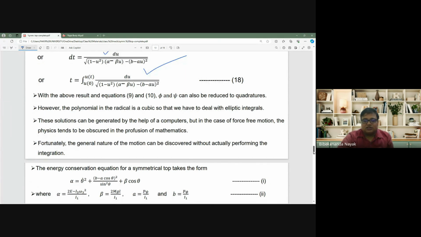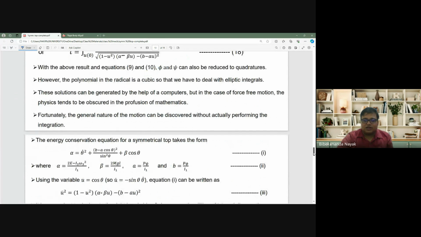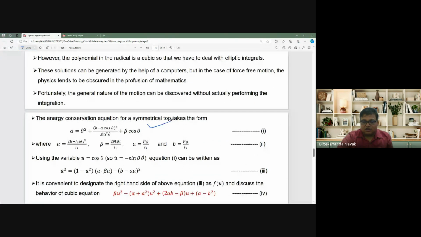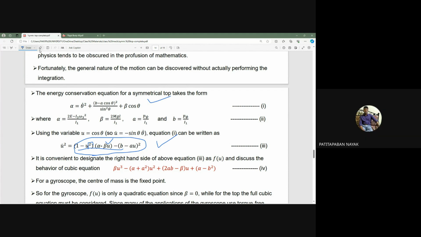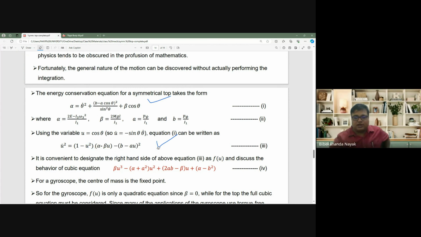The energy conservation equation for a symmetrical top can be written as this, this is our equation. We got this one, so from that we have found u dot square. Let's see this term. It is convenient to write the right-hand side of the above equation if we discuss the behavior of a cubic function. We consider this to study the function. If you multiply this, u square is multiplied by u here, so it gives a cubic equation.